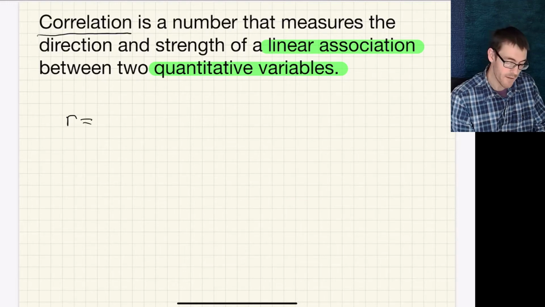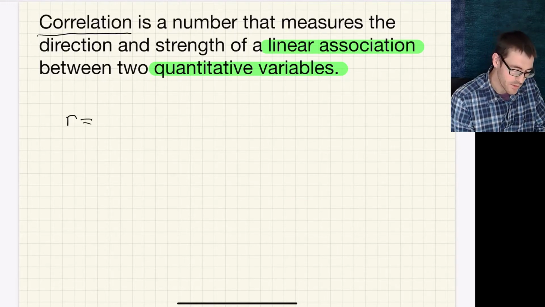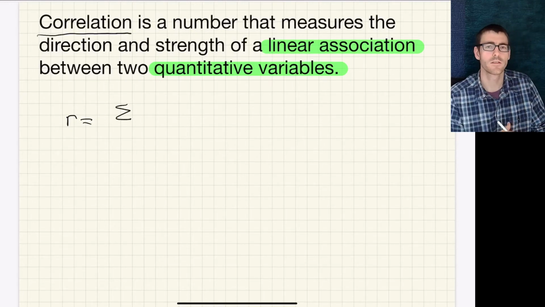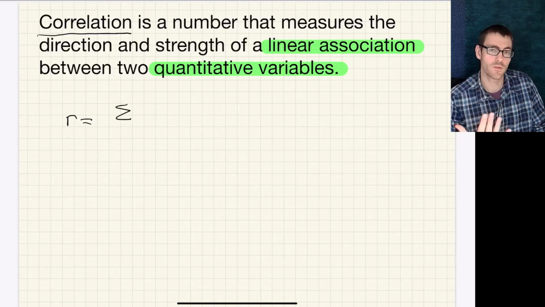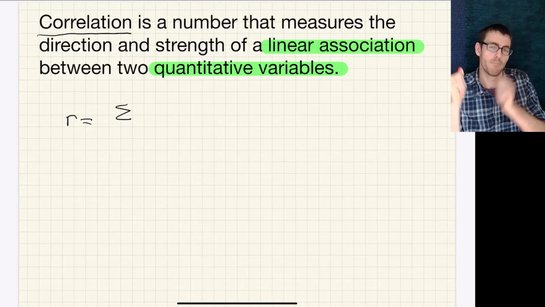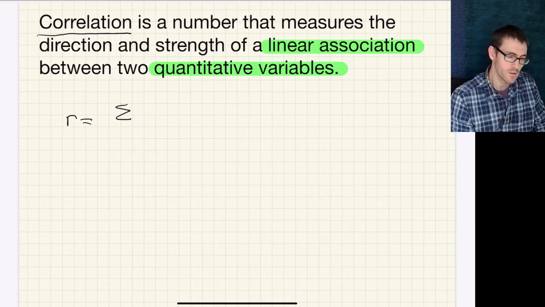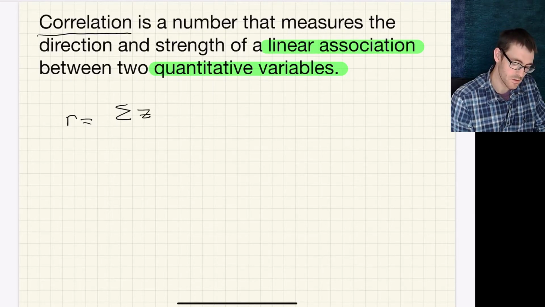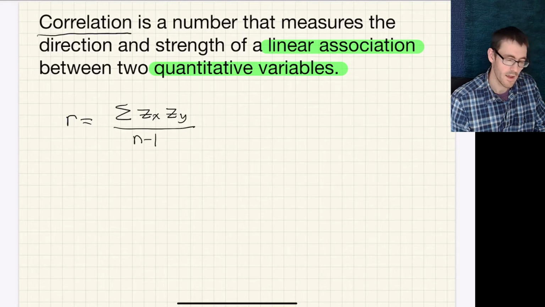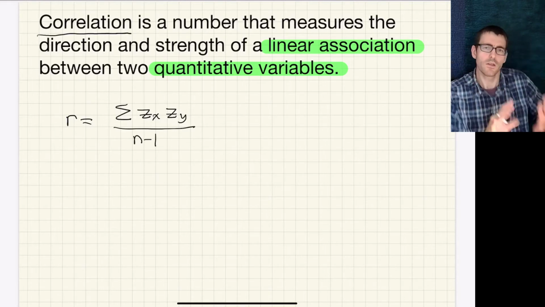All right, so we're going to find this by calculating all of these z-scores. So we talked a couple classes ago about how the z-score is the number of standard deviations away from the mean a certain point is. So we're going to find the z-score of the x values and the z-score of the y values. We're going to multiply those together and divide by n minus 1. All right, so this is the formula.